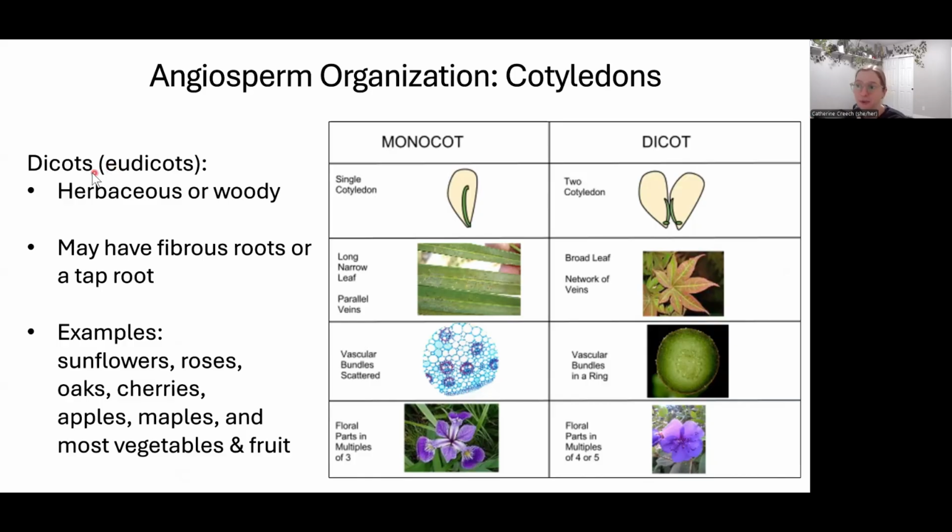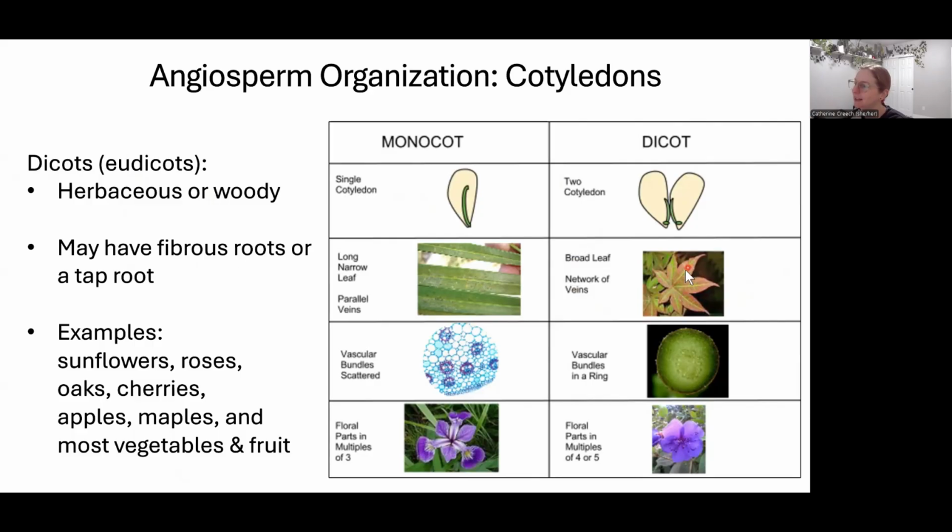Eudicots, which are now the word we use instead of dicots, they're used interchangeably. I learned dicot, so I'm going to say dicot. Dicots can be woody or herbaceous. They can have fibrous roots or a taproot like a carrot. A carrot is a dicot. They're going to have 2 cotyledons. Think about a peanut. A peanut has those 2 halves inside of it. Those are cotyledons.